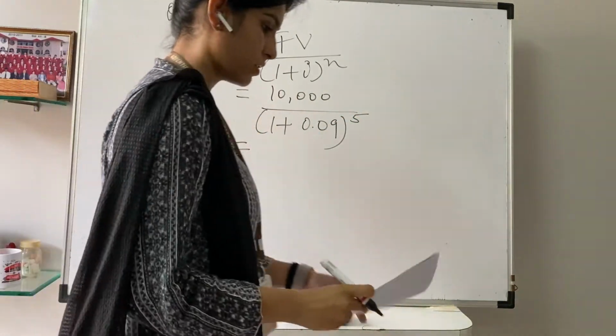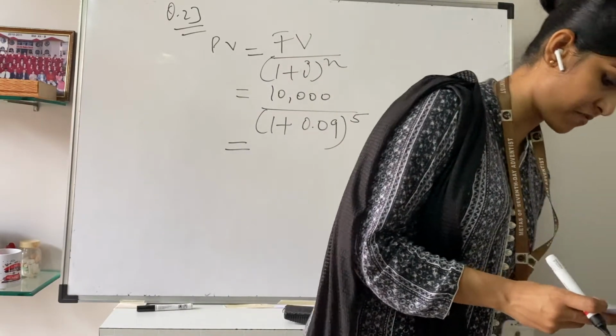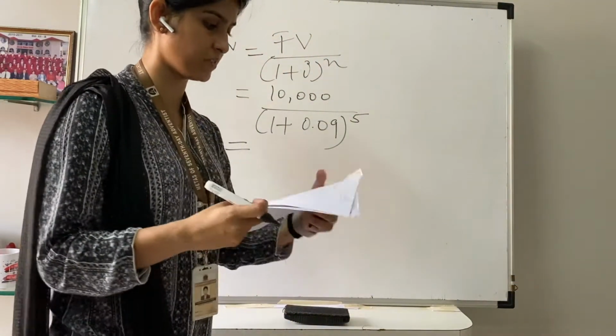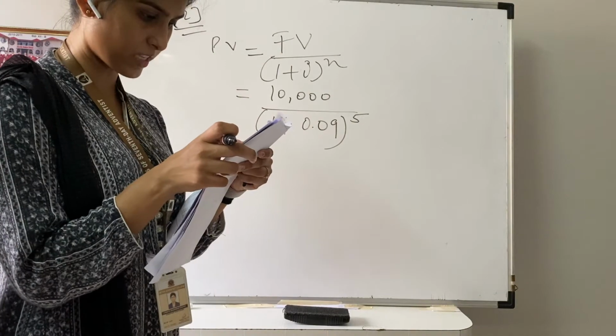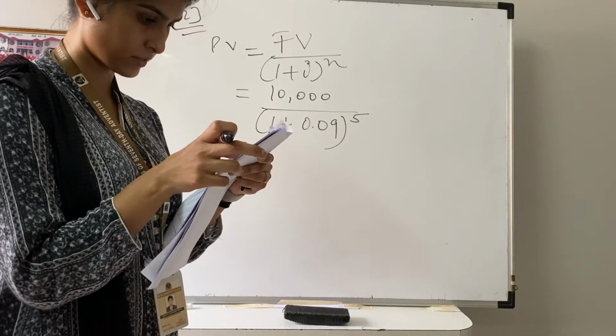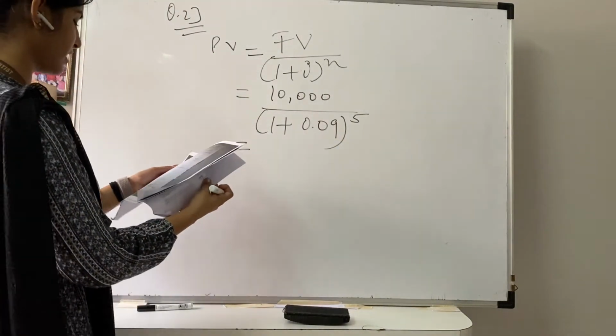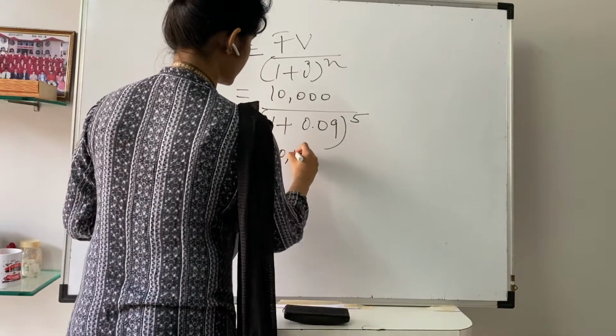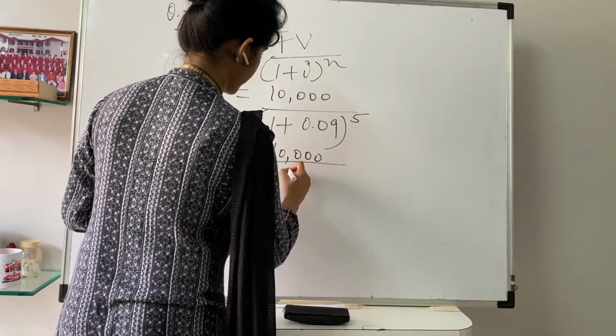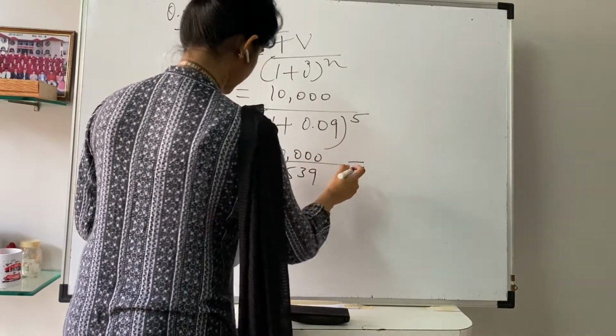Check your logbook. 9% 5 years. 9% for 5 years. Don't make a mistake in looking at the logbook. Yes, 1.539. 10,000 divided by 1.539. What is the final answer you are getting?